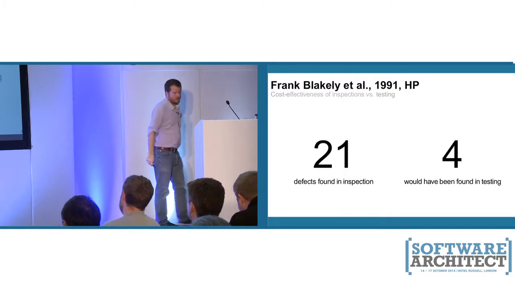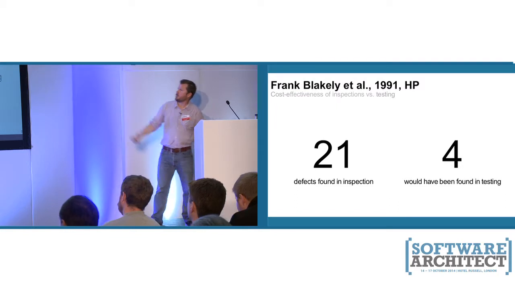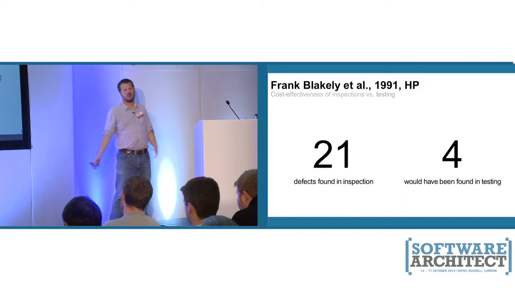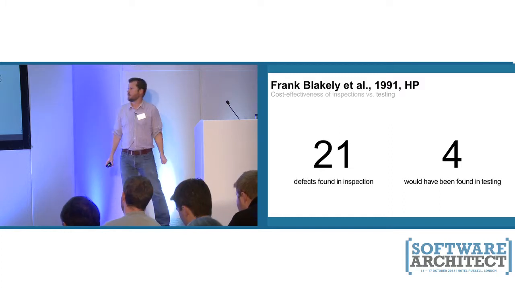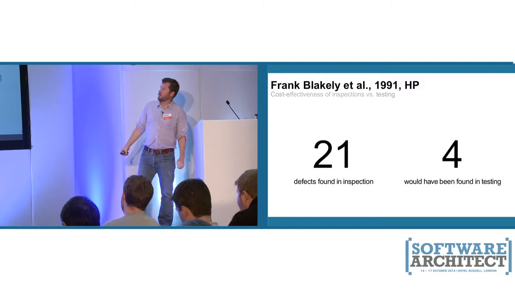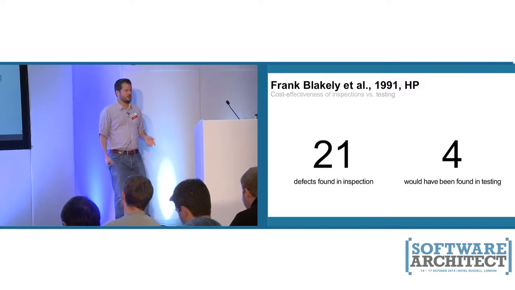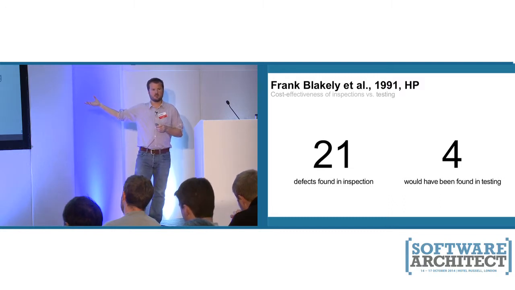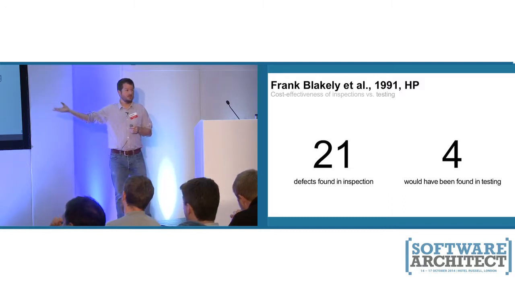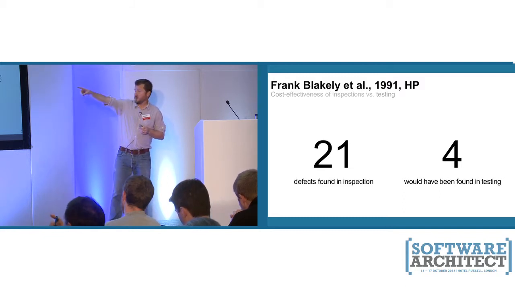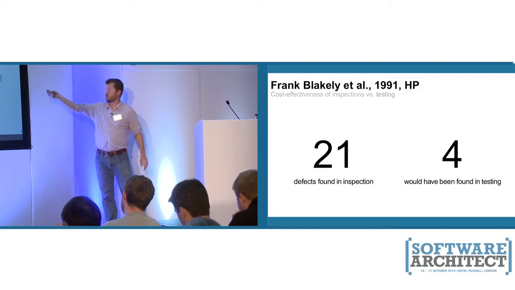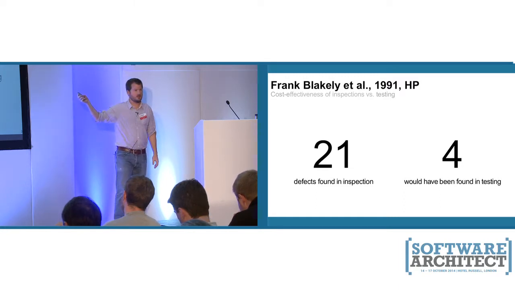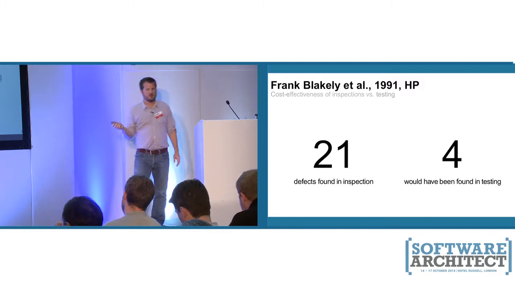Different ways of looking at reviews. This guy, Frank Blakely at HP, was comparing the effectiveness of inspections versus testing. This isn't entirely apropos to ODPs, but it's an interesting set of numbers. They did a bunch of inspection, and they wrote down all of the defects that were found. Then they compared those defects with the testing procedures that were in place to test the system being built. What they found was 21 defects in the inspection process, only four of which would have been found in testing. So those of you who are using testing in place of inspection, take this to heart. Meditate on it a little bit. This is a bit eye-opening.